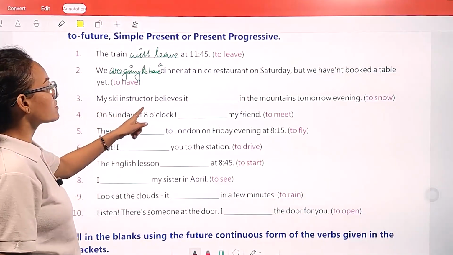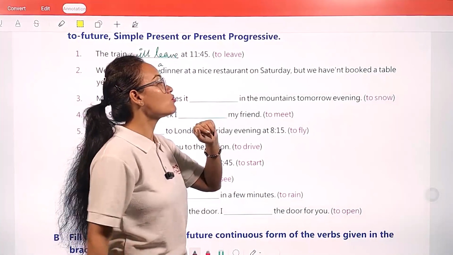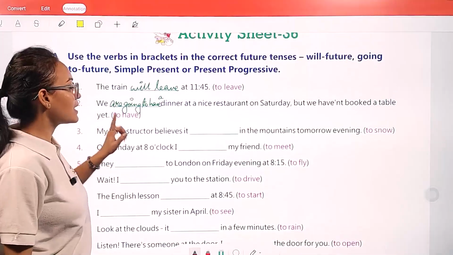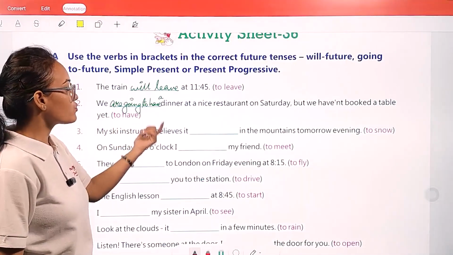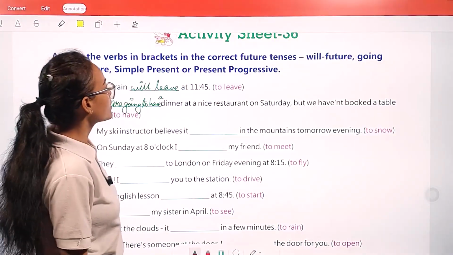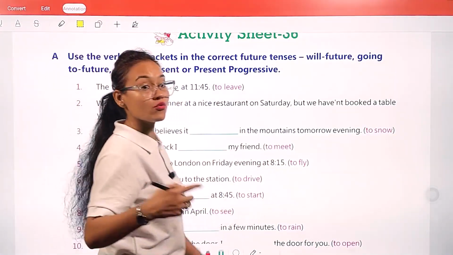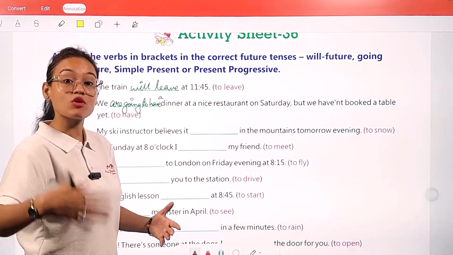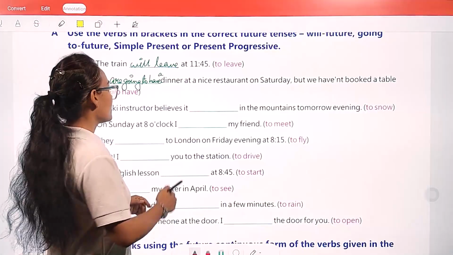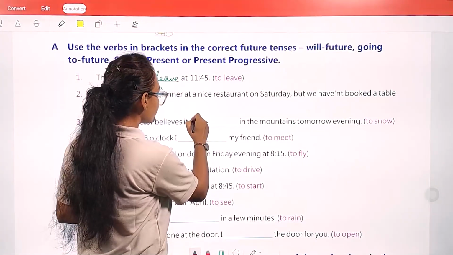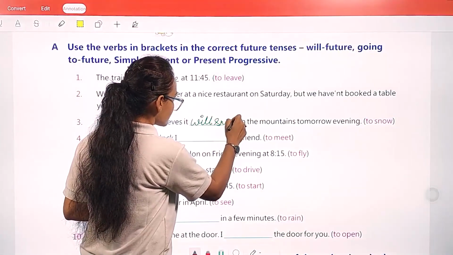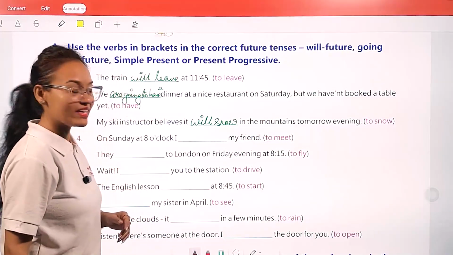My skiing instructor believes it dash in the mountains tomorrow morning. So my skiing instructor believes it will snow. It will snow in the mountains tomorrow morning. Here, tomorrow means I'm talking about the future, and it is the skiing instructor's belief, not mine. It will snow in the mountains tomorrow evening.